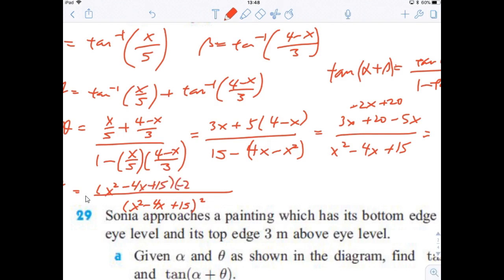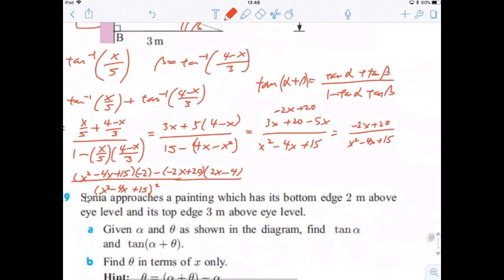The derivative would be negative 2. Subtract the top, which is negative 2x plus 20, and then we'll take the derivative of the bottom, which would be 2x minus 4. Okay, and now we would need to expand the top, so see if we can combine any like terms. Negative 2x squared plus 8x minus 30.